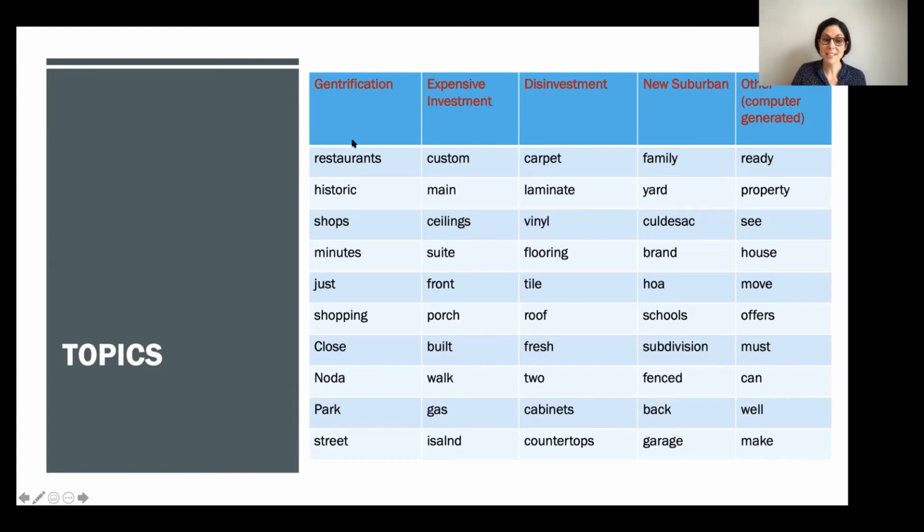But when you feed it something, so the gentrification, it picked up Noda, which is the most famous gentrified neighborhood in Charlotte. So it added that to our list. It got, that's a spelling mistake on my end, not on the computer, island gas. So again, it starts to pick up on the other terms of expensive investment, disinvestment, and so on.